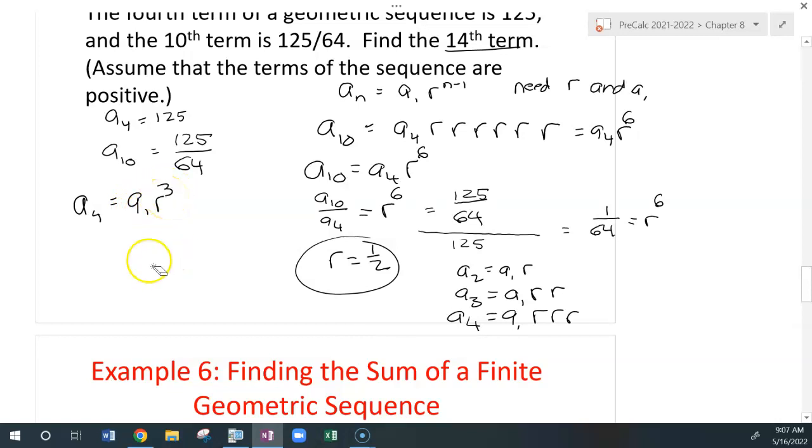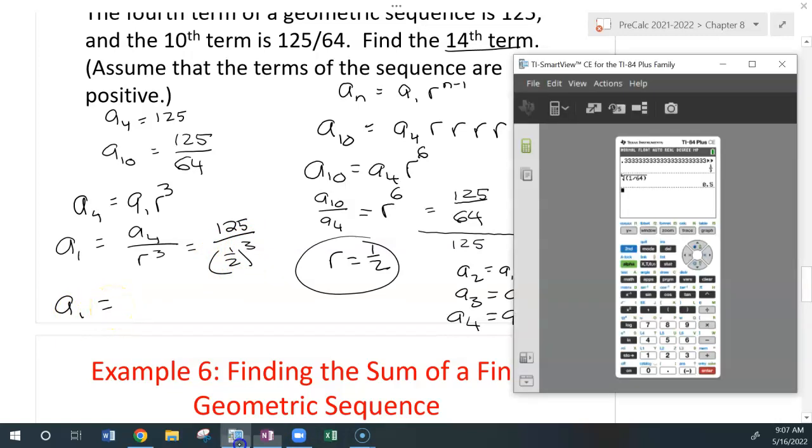So then a sub 1 is going to be a sub 4 divided by r cubed. And I know r is 1/2. So I'm going to do 125 divided by 1/2 cubed. So now a sub 1 is going to equal, I'm just going to go ahead and do this on the calculator. So I'm going to do 125, and I'm going to divide it by 0.5, and I need to cube that. Cube.